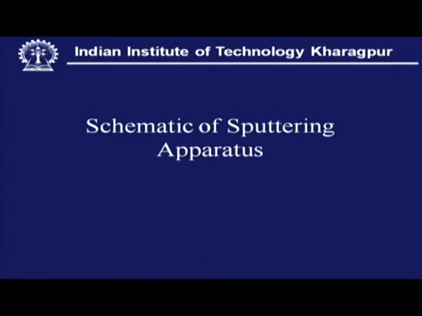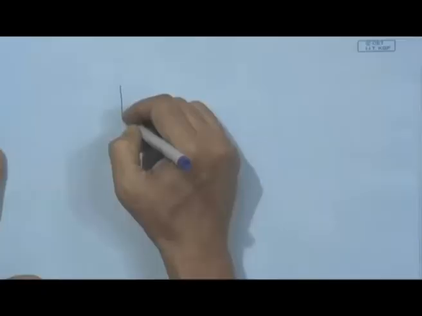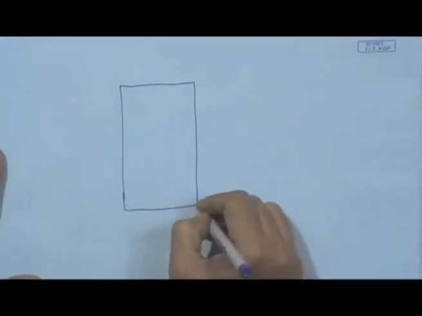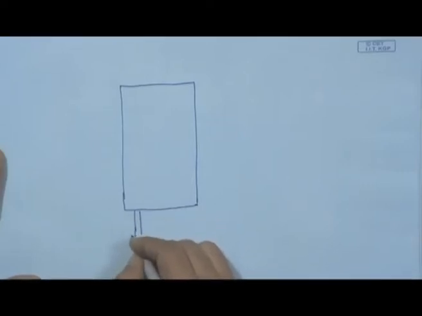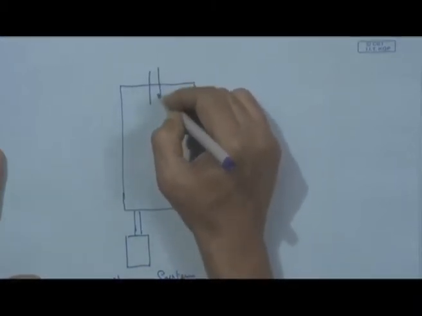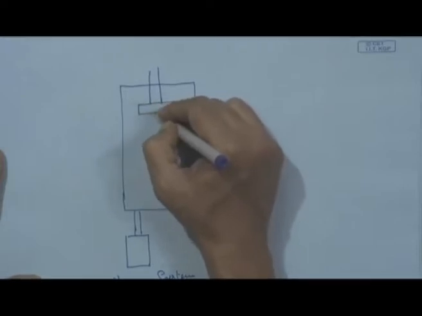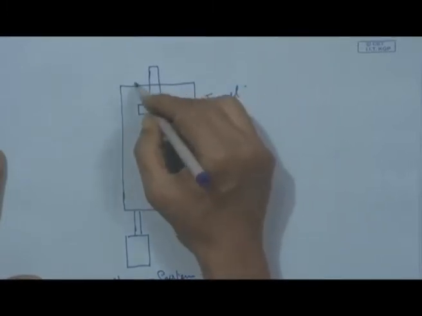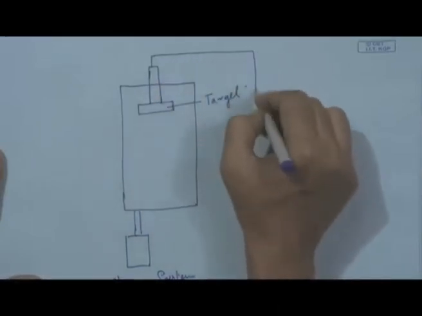Now, the scheme of the sputtering apparatus. Let us have a quick look. Here schematically we can show it like that. This is a chamber which has to be evacuated, so it is connected with the vacuum system. And obviously, there will be one target, which is actually the source material. This will be the target, and that will be isolated from the chamber wall, and it will be negatively polarized.